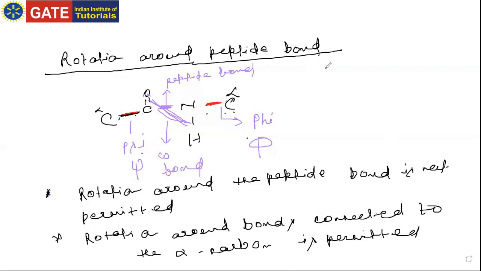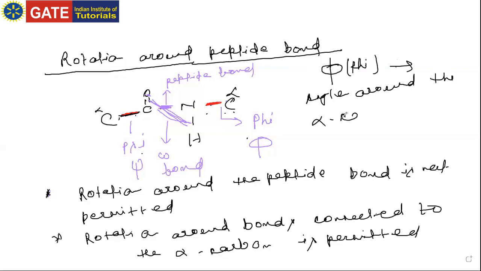So, what is the phi angle? Phi, it is the angle around the alpha carbon and amide nitrogen bond.